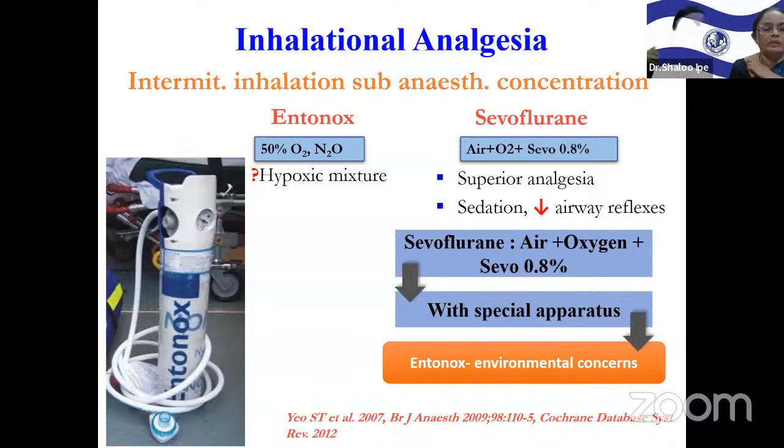The safety factor is that when the patient becomes drowsy, the mask falls off, but nausea and vomiting may still occur. With Entonox, there is danger of a hypoxic mixture being inhaled as the cylinder exhausts. Sevoflurane does provide superior analgesia, but is associated with more sedation and more depression of airway reflexes. Entonox seems to be on its way out due to environmental concerns as it damages the ozone layer.